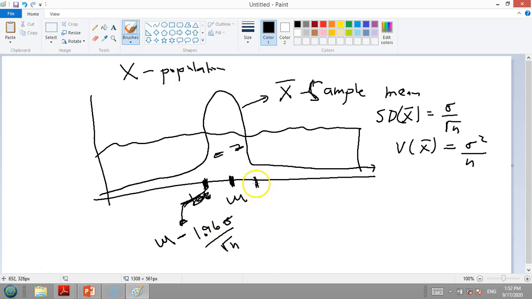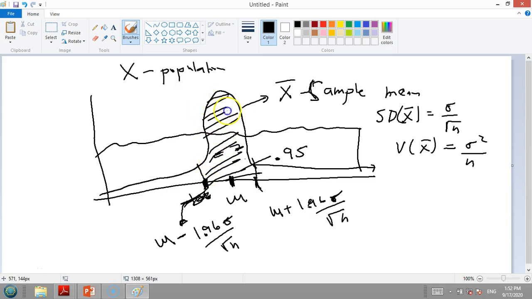And this one is going to be mu plus 1.96, almost 2, standard deviations, where each is sigma over the square root of n. What this is saying is that plus or minus this many standard deviations is going to be exactly 0.95 of the distribution. And these are the cutoff points here.